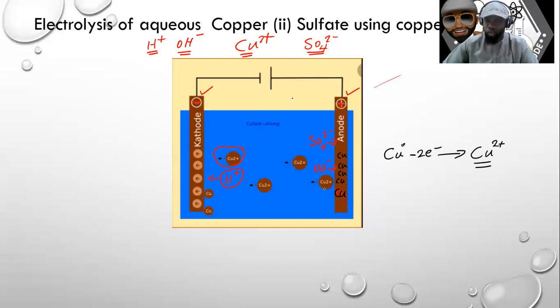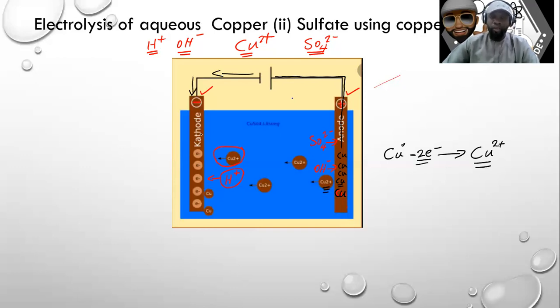So this copper 2+ ion that you see there resulted from a copper atom, perhaps this one there, losing 2 electrons to form this copper ion. What happened to the 2 electrons that are lost? Those 2 electrons travel through the circuit from the anode to the cathode. Follow the arrows from the anode to the cathode.